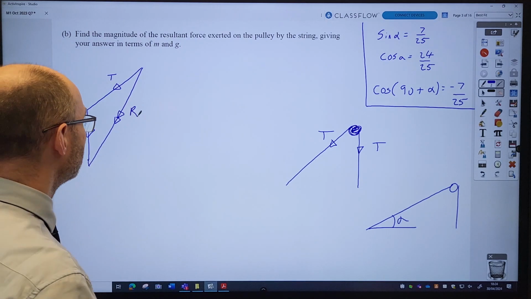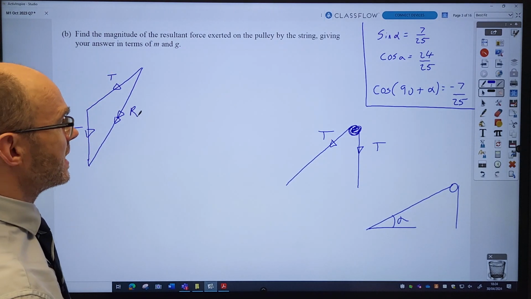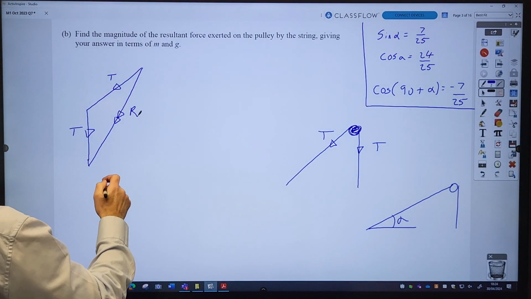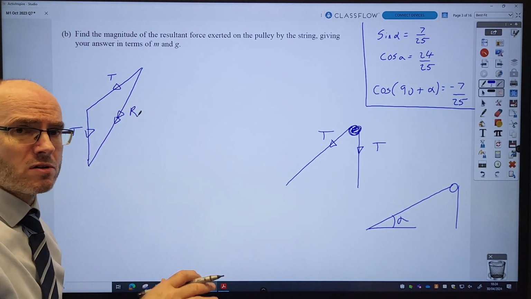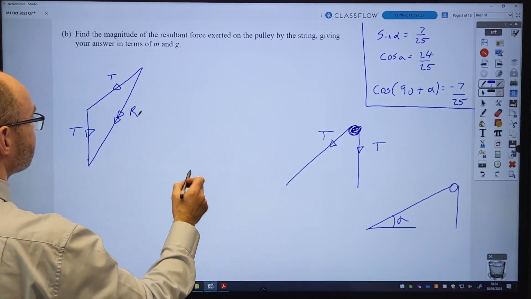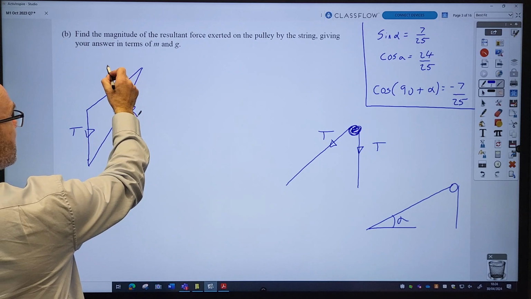That's our goal. Now we know what T is because we were given it in the question, weren't we? We just have to work out what R is. We can use the cosine rule for that. We just need this angle here, and to do that, a little bit of angle work.